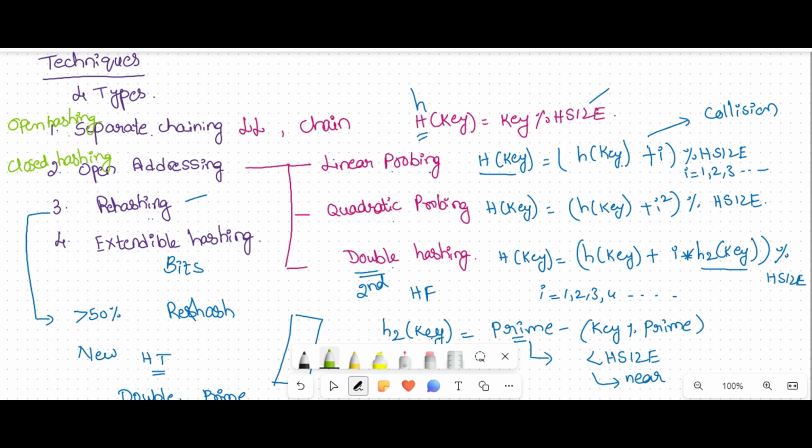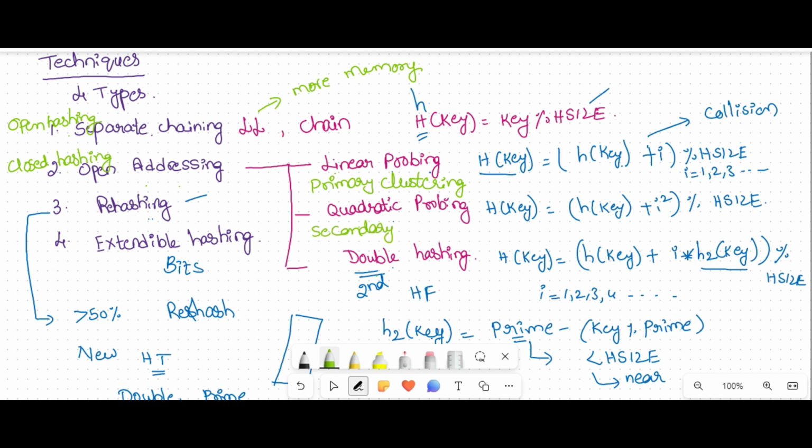Each one has its own advantages and disadvantages. You know, the linked list disadvantage is that it occupies more memory. So that is the disadvantage in separate chaining. In open addressing, linear probing, quadratic probing, double hashing are there. In linear probing, the disadvantage is primary clustering. In quadratic probing, the disadvantage is secondary clustering.